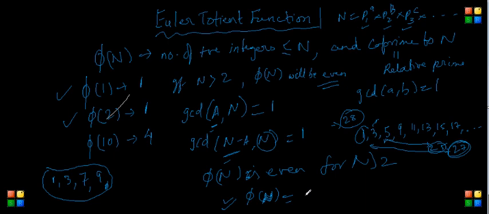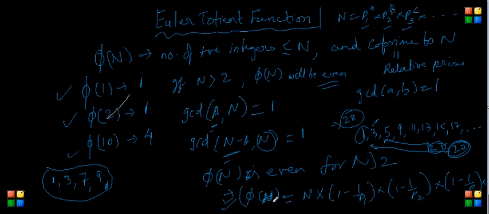So phi of n for any generic n is given by n, the natural number itself, into 1 minus reciprocal of the first prime number, into 1 minus reciprocal of the second prime number, into 1 minus reciprocal of the third prime number, and so on and so forth. Before deducing this expression, let me just plug in the value for n equal to 10 and see if this value matches the one that we found out earlier.